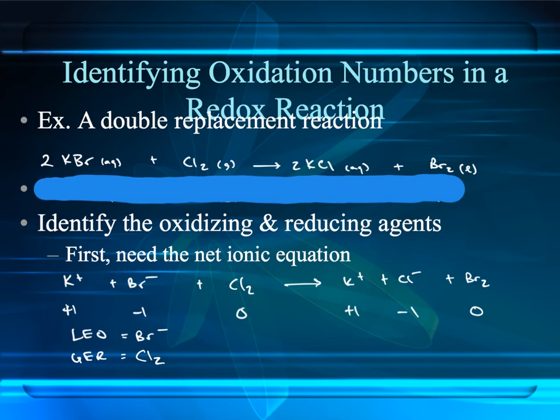Well, now you can identify which one is which in terms of the oxidizing and reducing agents. The one that is getting oxidized here, this is your reducing agent. And this one here, Cl2, that is your oxidizing agent. And that's how you would identify that. So you have to figure out what are the oxidation numbers of all the species involved in the reaction in order to then figure out which one's oxidizing agent, which one's reducing agent.